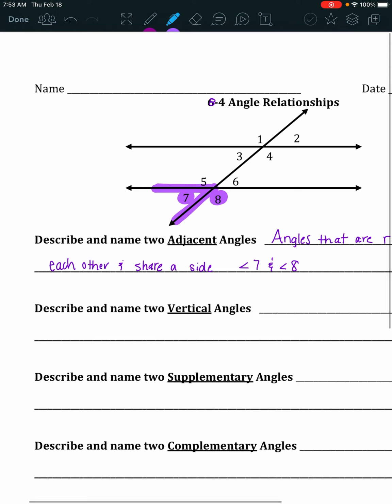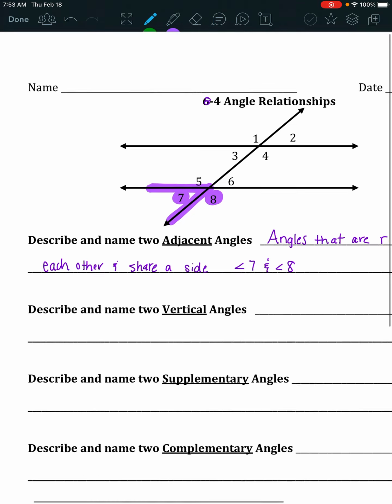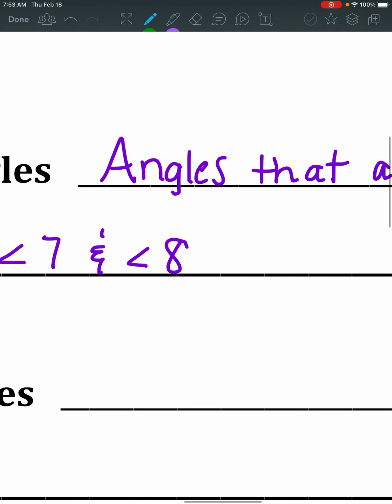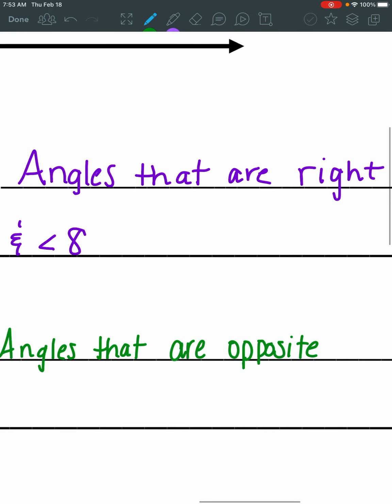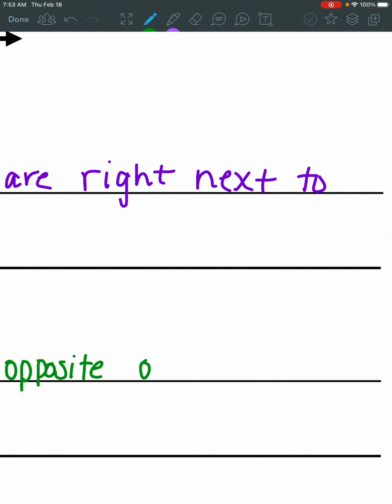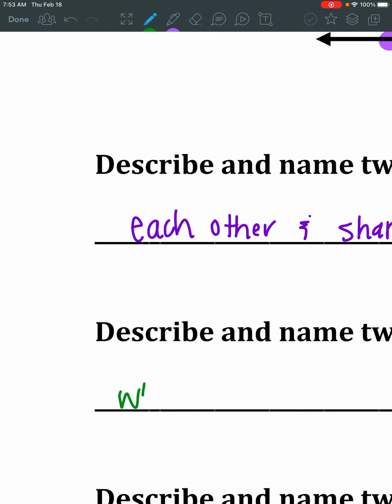Okay, describe and name 2 vertical angles. So I'm going to switch colors. I'm going to try and keep it consistent. Vertical angles are angles that are opposite of each other. So they're directly across from each other when 2 lines intersect. Angles that are opposite of each other when 2 lines intersect.